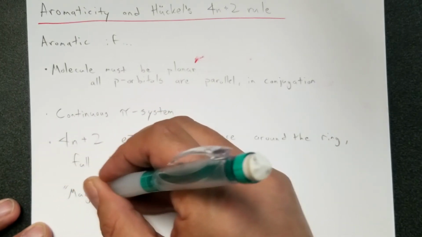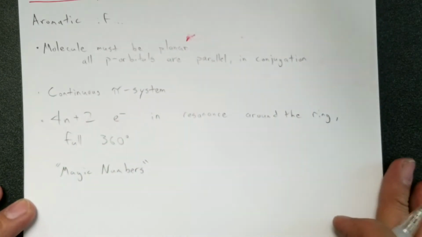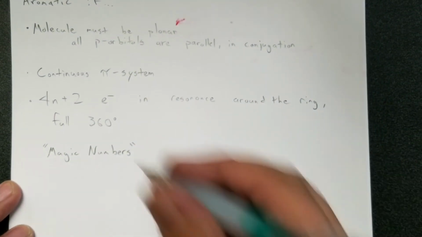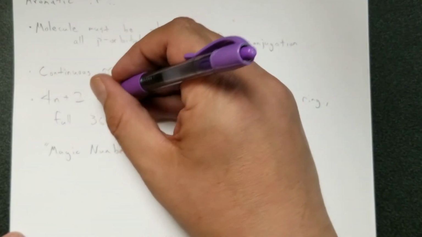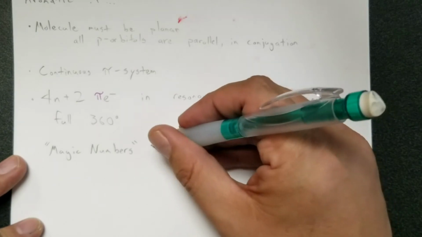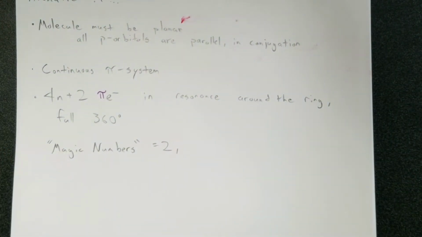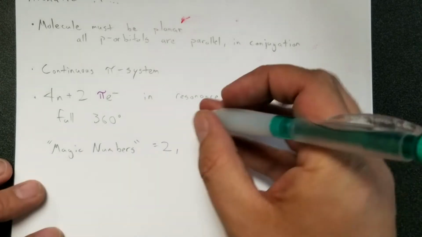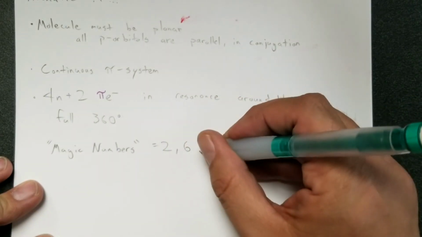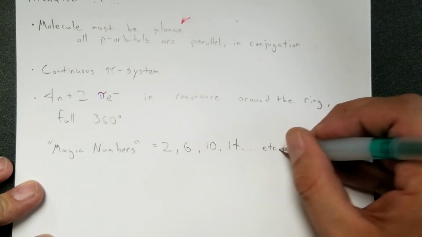Some people like to call these so-called magic numbers, meaning these are the numbers you're going to have for pi electrons. And I want to emphasize here, these are pi electrons in resonance. So if n is equal to 0, what do we have? It's 2. So it essentially works out where it's every other even number: 2, 6, 10, 14, etc. to infinity.